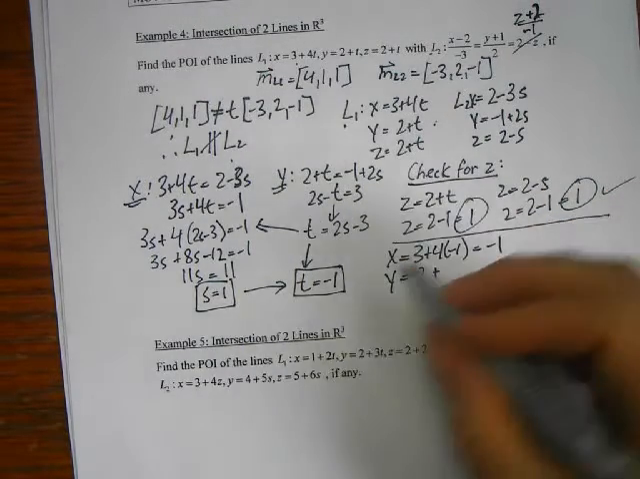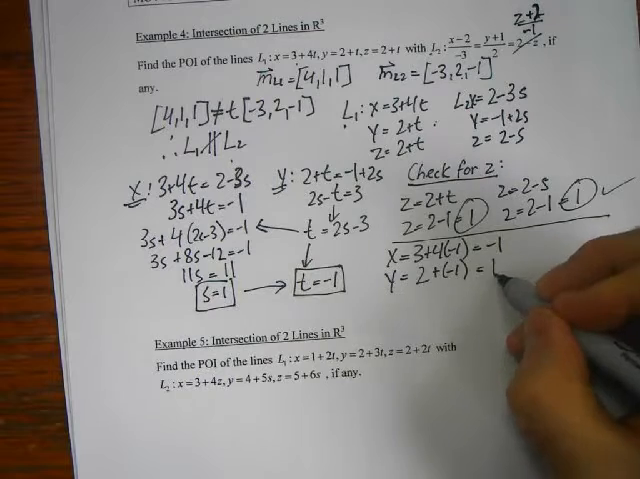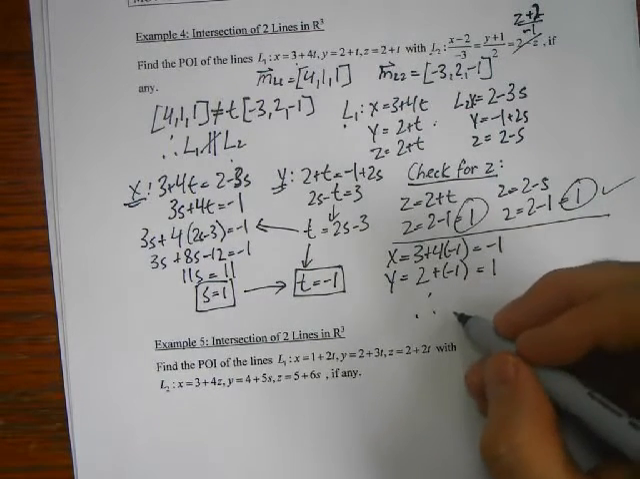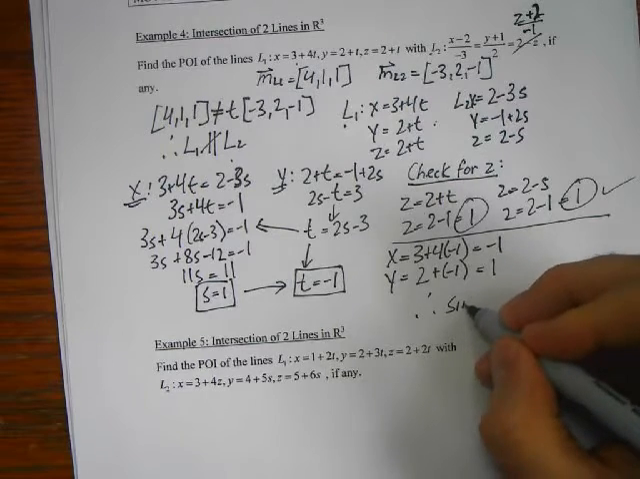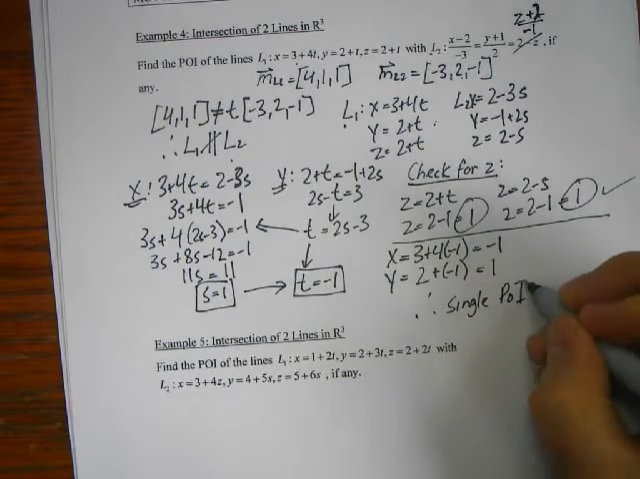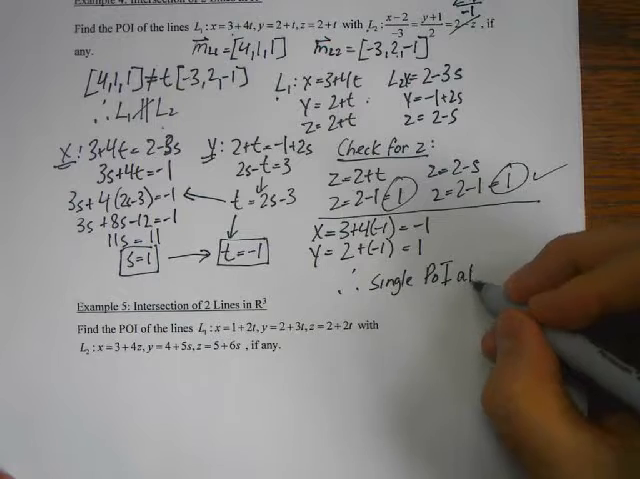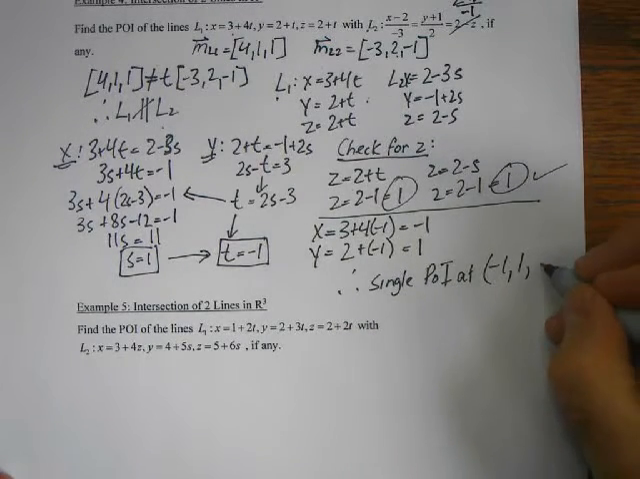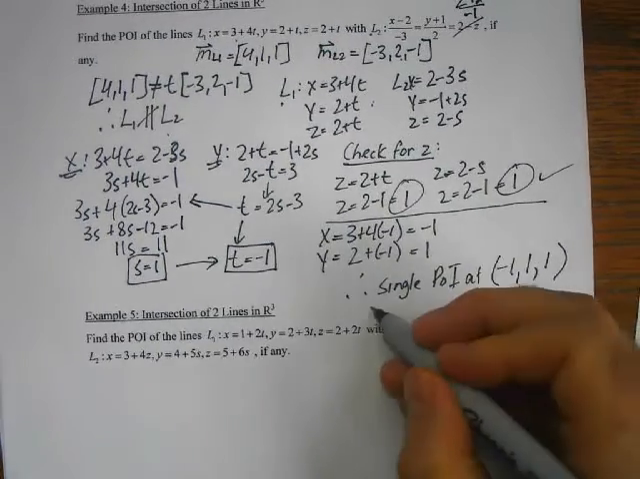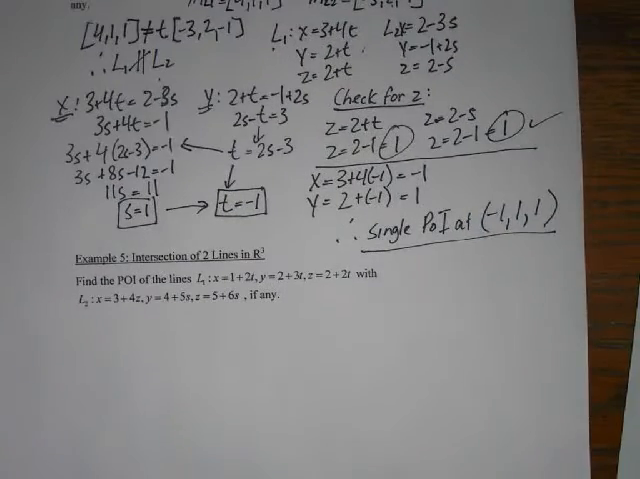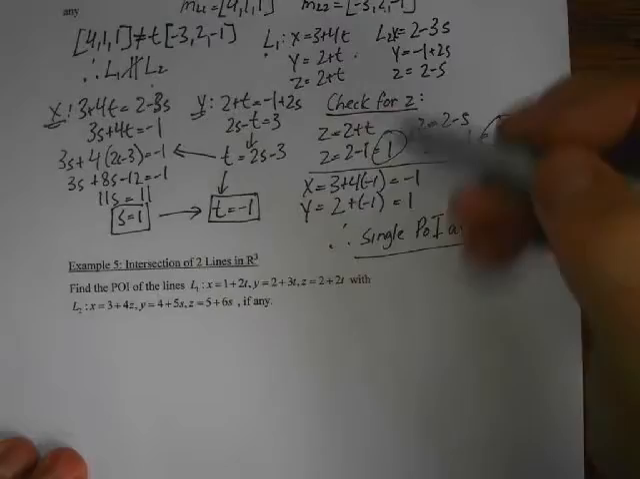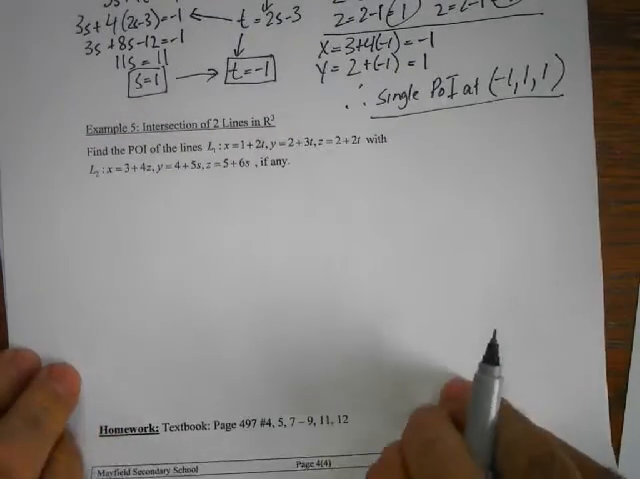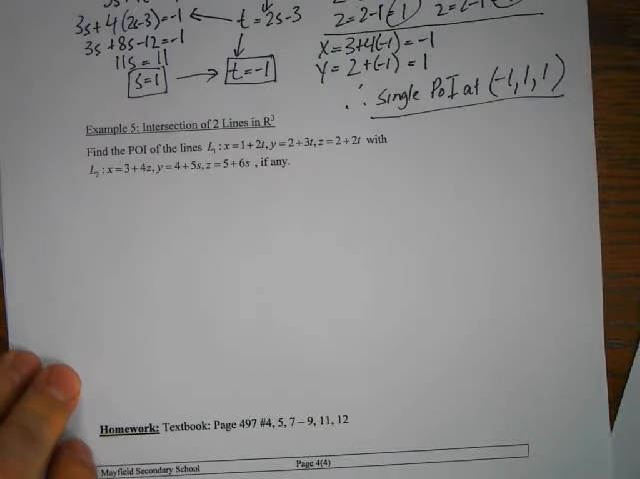So we've got our three values, x, y, and z coordinates, so therefore we have a single point of intersection at the point, and make sure you put in the right order, negative 1, 1, and 1. So that's the answer there. That does take a bit of work. We did something similar to this earlier in vectors when we were trying to test if two lines were the same line, or if they intersect.